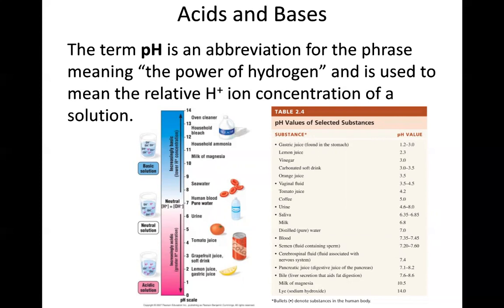13.9 would be a very strong base. Okay. Well, never mind, I wanted to say that. I'll just not confuse you.